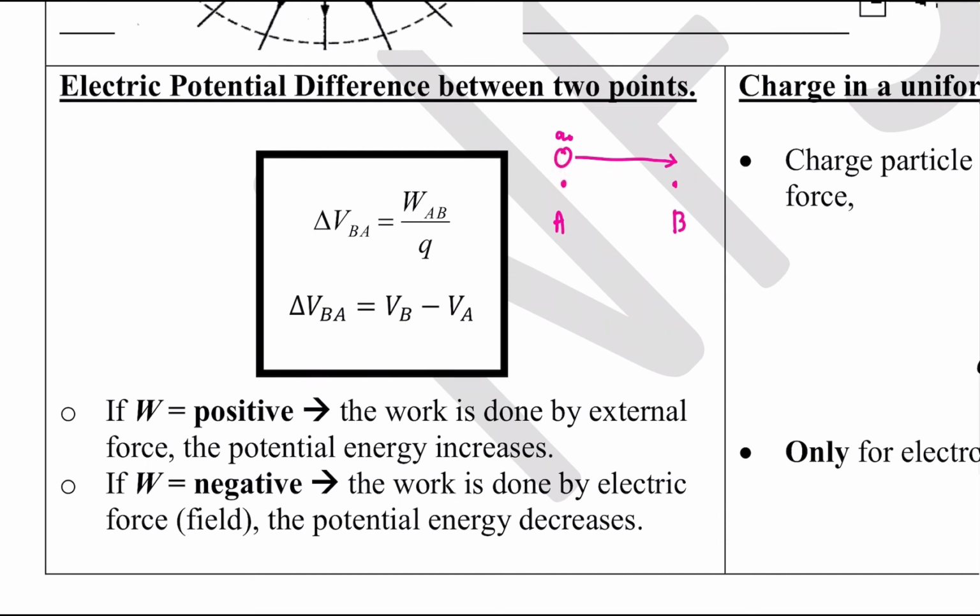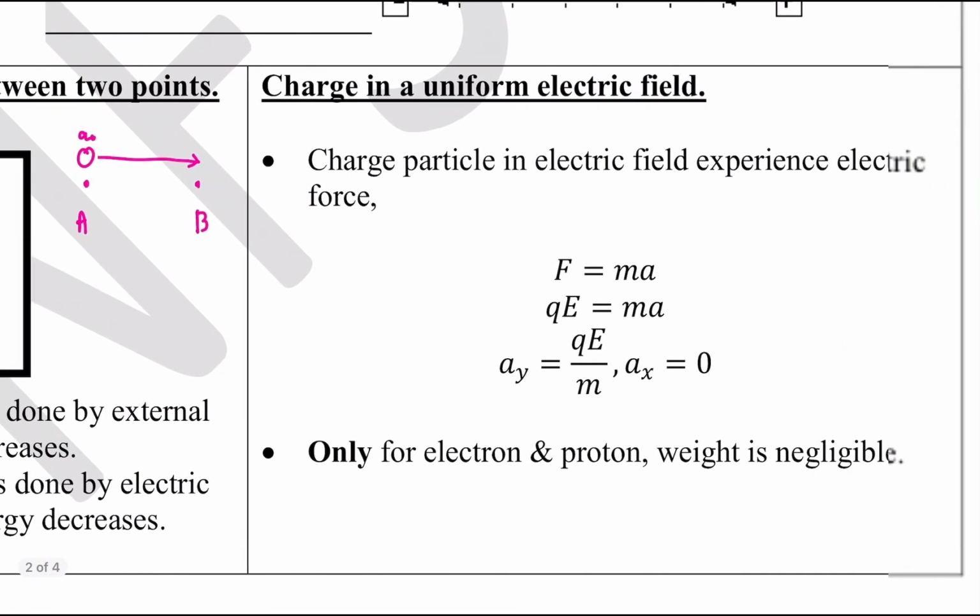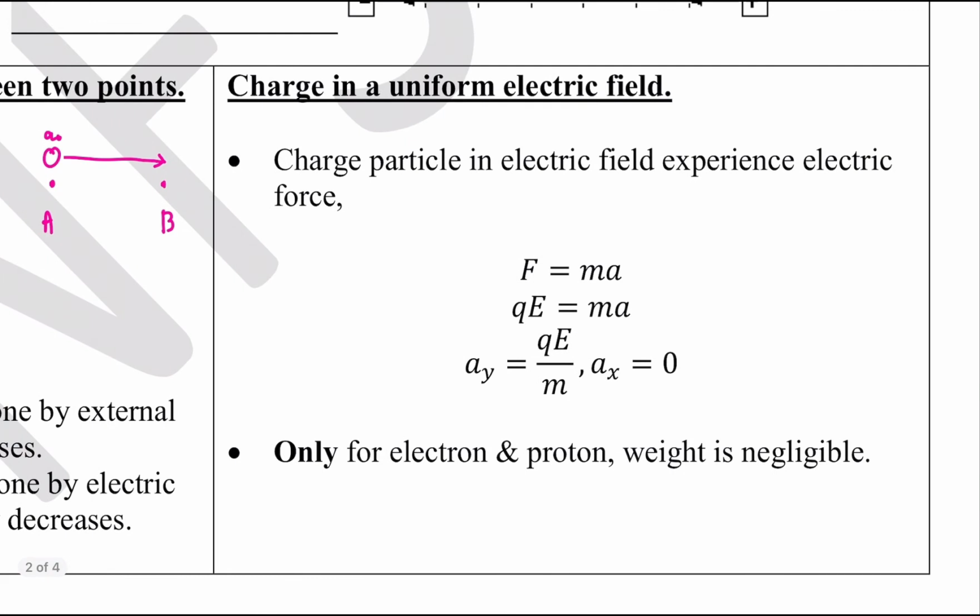So kalau kita dapat work done is positive, so work is done by the external force lah. Okay, kalau work is negative, work is done by electric force. Maksudnya memang dia bergerak sendirilah, tak perlu external force datang untuk tolak. Dia memang ikut arus.